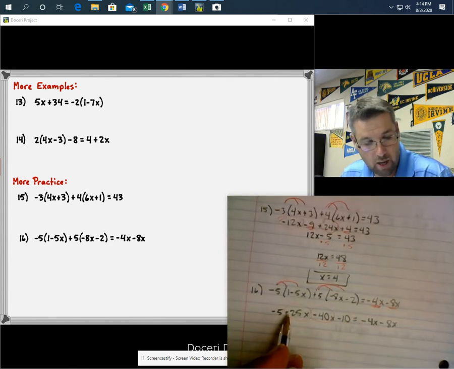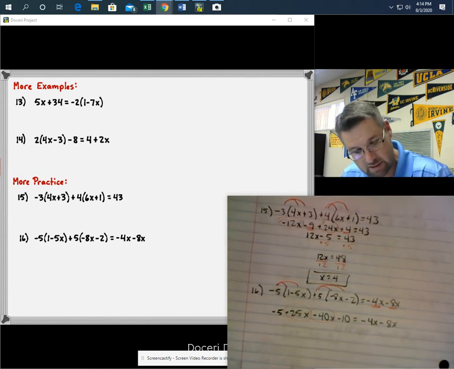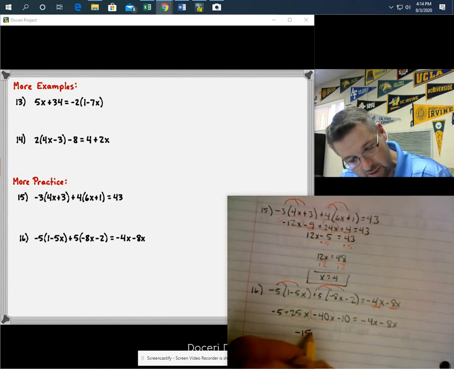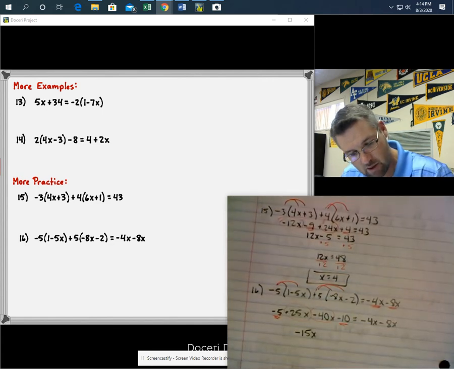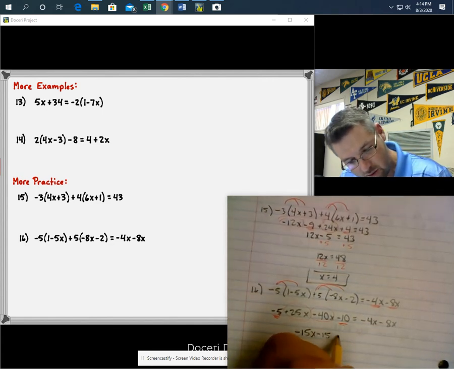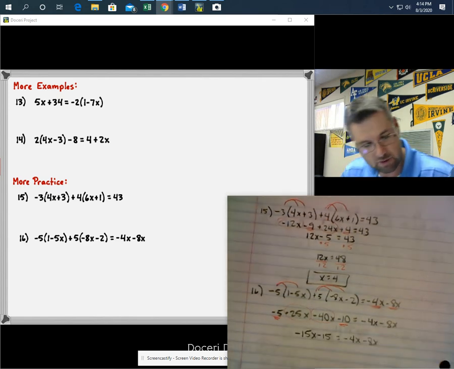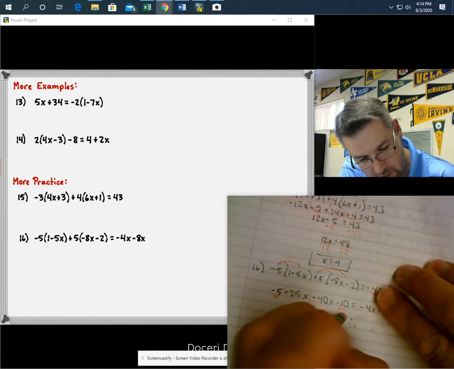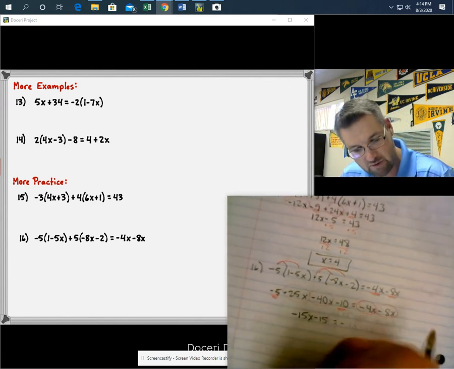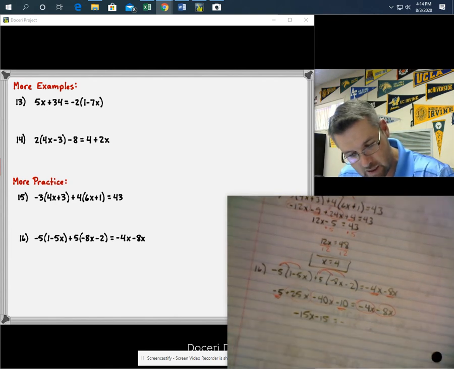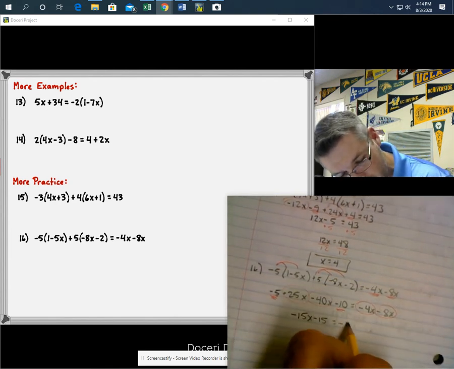So positive 25x minus 40x is negative 15x. And then we have negative 5 and negative 10, which is negative 15. And that's equal to negative 4x minus 8x. Oops. I need to combine like terms there. So now we have this set of like terms. The negative 4x minus 8x is negative 12x.